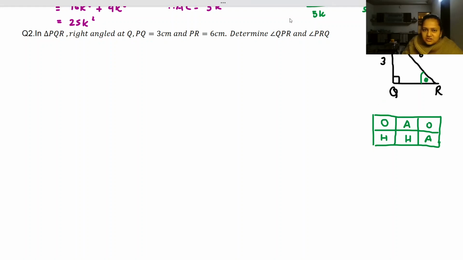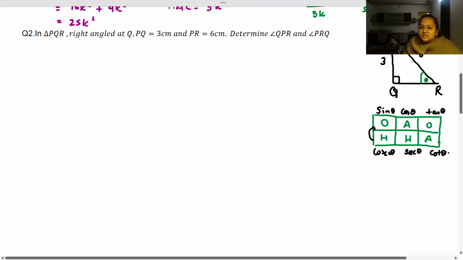The trigonometric ratios related to it are sine theta, cos theta, tan theta. Sine theta is opposite upon hypotenuse, cos is adjacent upon hypotenuse, tan is opposite upon adjacent. When you go the other way around, hypotenuse upon opposite is your cosec theta, hypotenuse upon adjacent is your sec theta, and adjacent upon opposite is your cot theta. We know this table, the basic definitions of all the trigonometric ratios.